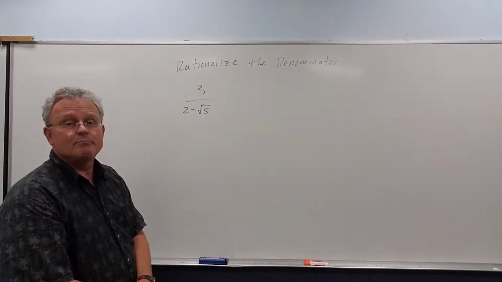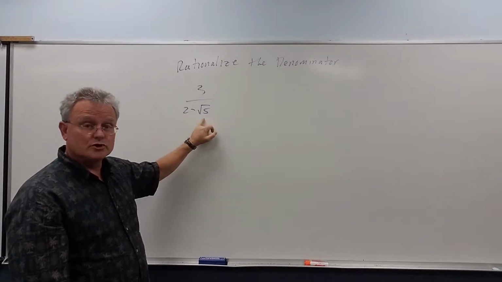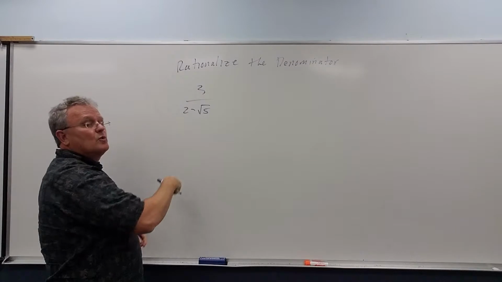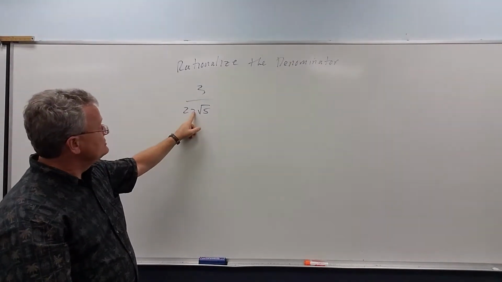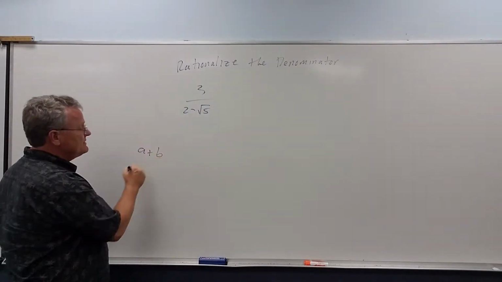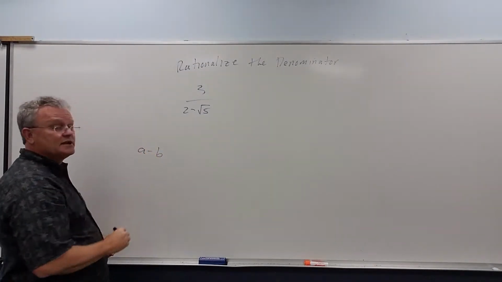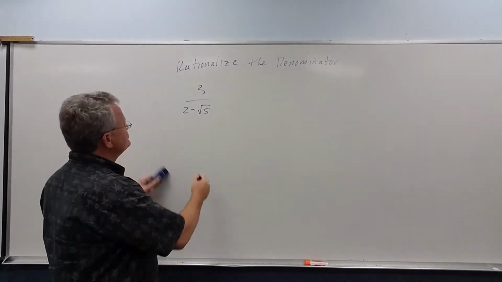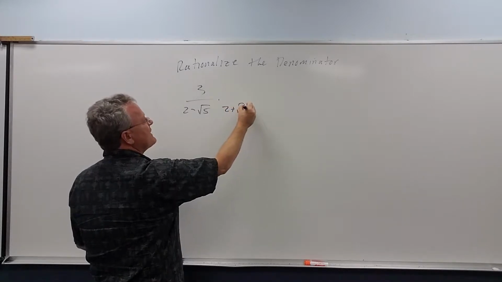All right, here's another example of rationalizing the denominator, but now the denominator has two terms. So when the denominator has two terms like this, we multiply by the conjugate. Remember, the conjugate is you just change the sign. The conjugate of a plus b is a minus b. Likewise, the conjugate of a minus b is a plus b. It's like the opposite. So the conjugate of 2 minus root 5 is 2 plus root 5.